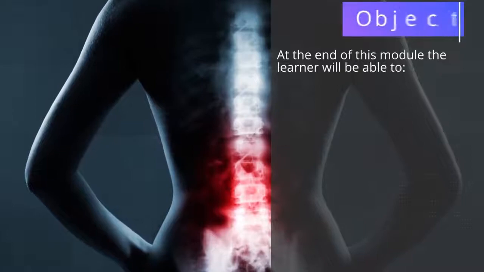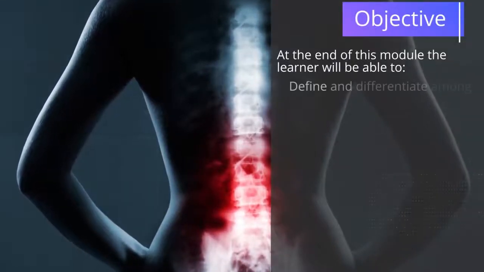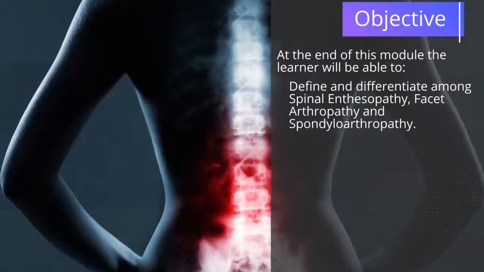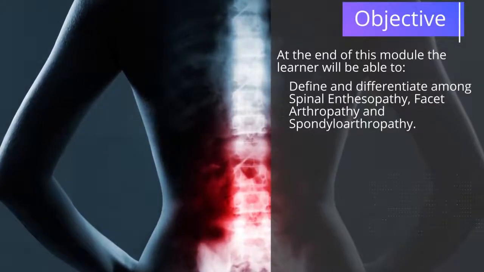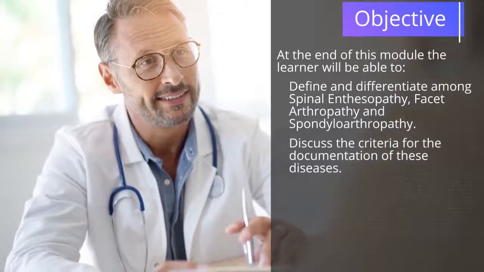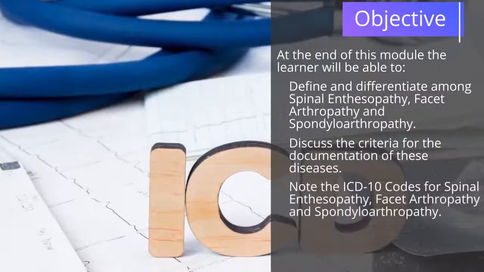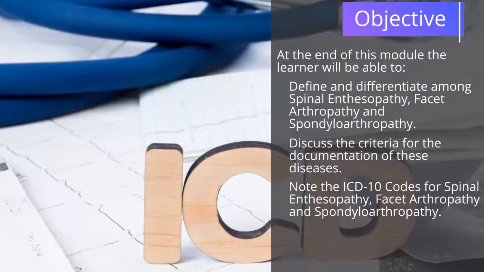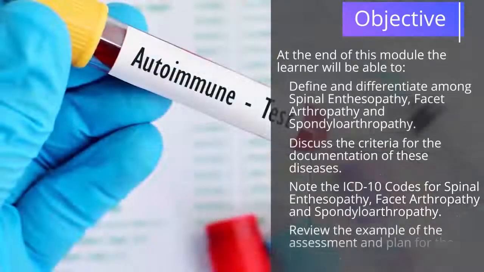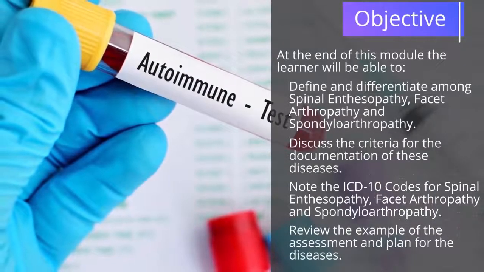At the end of this module, the learner will be able to define and differentiate among spinal enthesopathy, facet arthropathy, and spondyloarthropathy. Discuss the criteria for the documentation of these diseases. Note the ICD-10 codes for spinal enthesopathy, facet arthropathy and spondyloarthropathy. Review the example of the assessment and plan for the diseases.